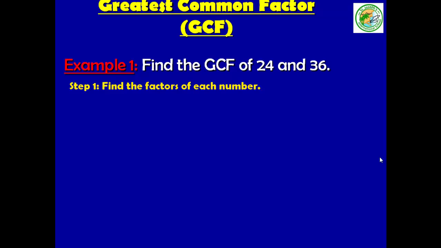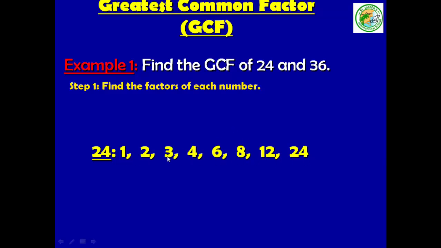How to solve? We said that the first step is finding the factors of each number. Then we will find the factors of 24. Yes, 24 equals 1 times 24, 2 times 12, 3 times 8, and 4 times 6. And you must search for 24 in the times tables, okay? To take all factors and don't forget any factor.